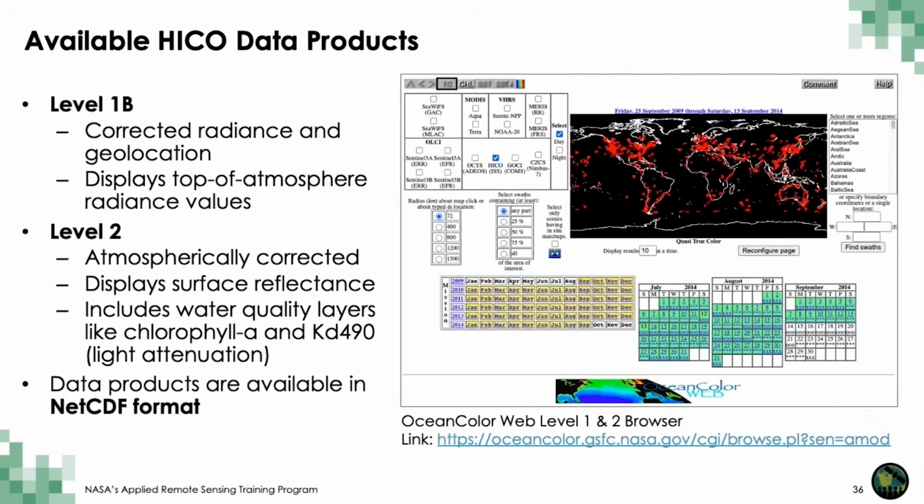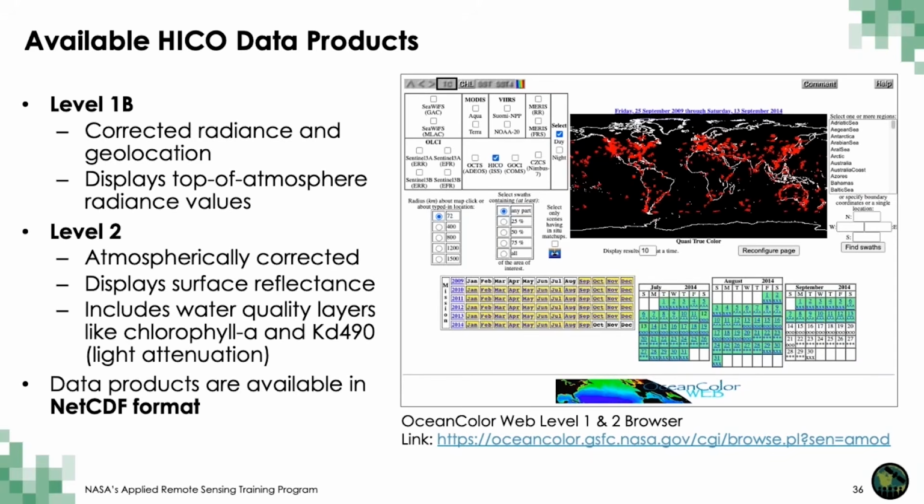So HICO data are readily available at 2 processing levels through Ocean Color Web. And as you likely remember from the last session, a higher processing level indicates greater pre-processing conducted on the imagery prior to your downloading it. And in the case of HICO, Level 1B products have undergone radiometric correction, geolocation, and some additional corrections to eliminate image artifacts.